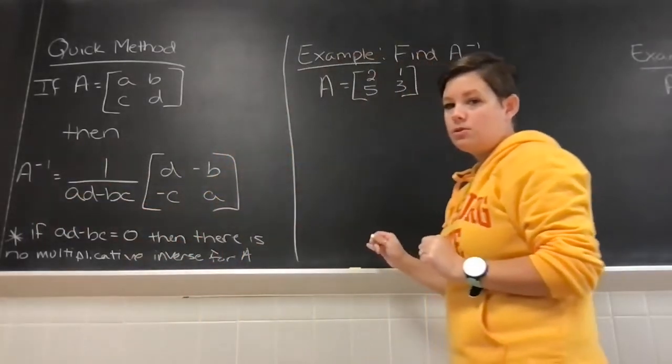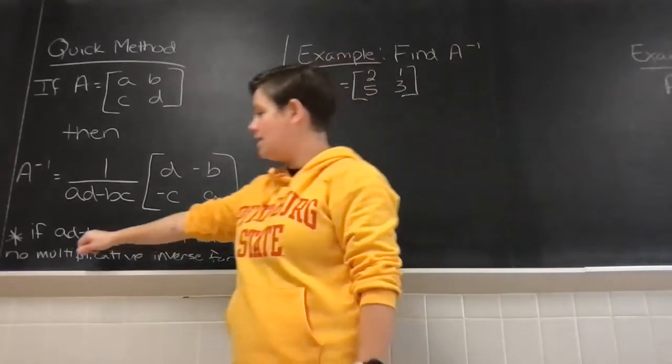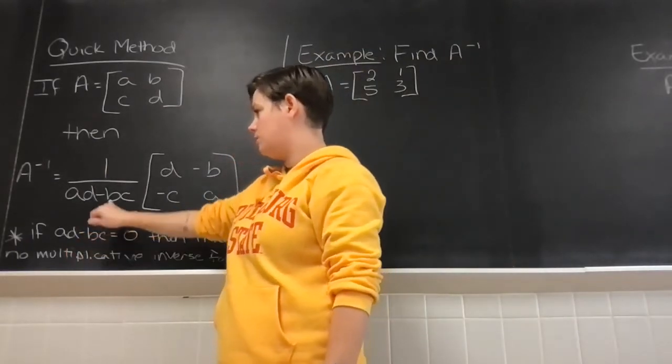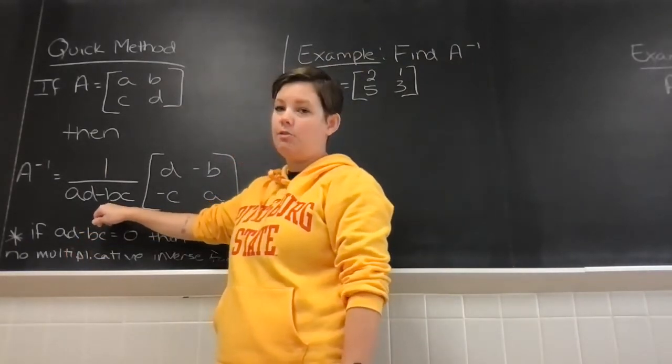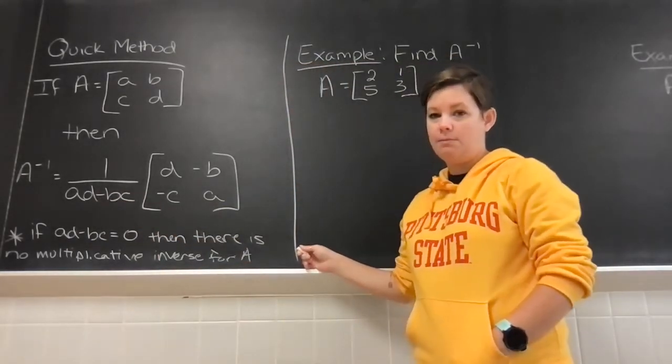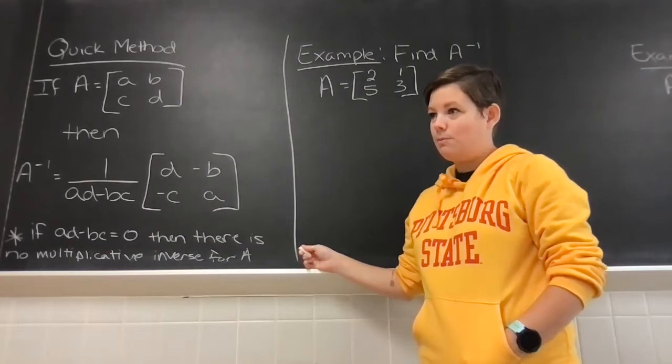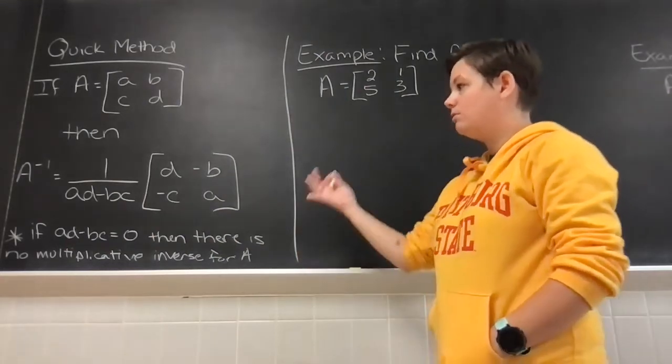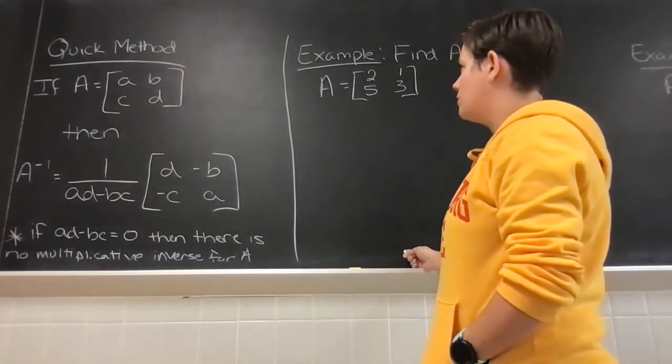One thing to note is that if the AD minus BC equals 0, if we get a 0 in this denominator out front, that means that we do not have a multiplicative inverse for A, because we can't multiply by a number that has 0 in the denominator.